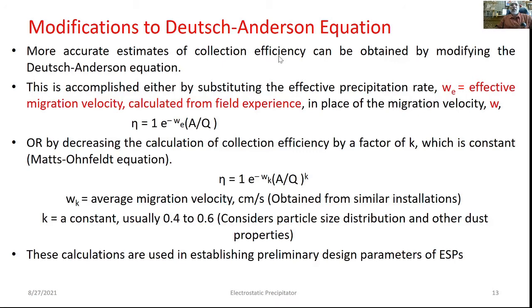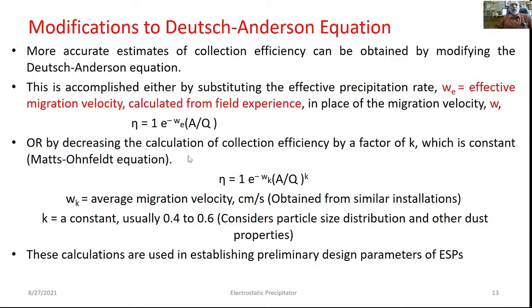More accurate estimates of this particular collection efficiency can be obtained by applying these modifications. The first modification suggested is substituting the effective precipitation rate in the form of effective migration velocity, which is calculated from the field experience instead of simply relying on the theoretical value. So, in place of this particular migration velocity in the expression put up as W, here it is put up as WE, and accordingly there will be a change in the expression.